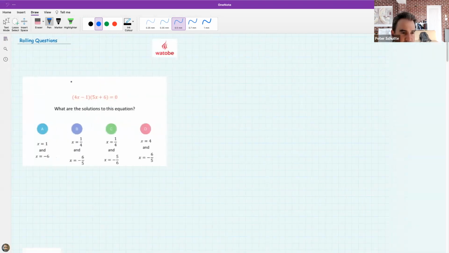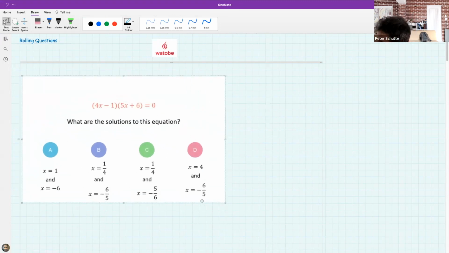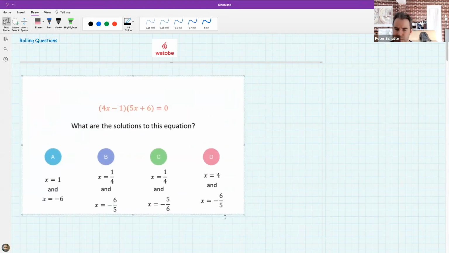Okay, so starting today, let's start with a good old multiple choice question. In the previous lesson, we spoke about solving quadratic equations and factorizing them. Thinking back to the last lesson, which of these 4 options do you think is correct? You can put it in the chat. Do you think it's A, B, C, or D?